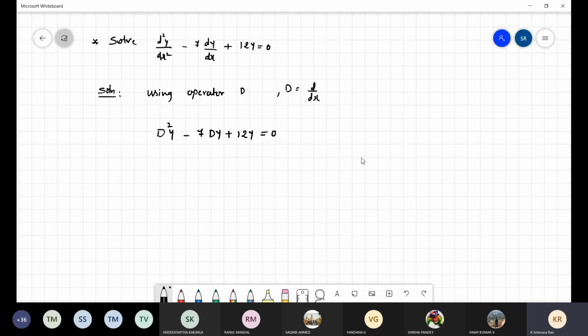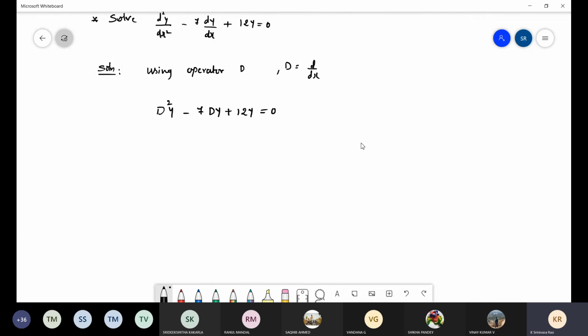Just parallelly you also solve a little bit fast. If we solve the problems fast, I can solve more problems in the class. So take y common, you will get d square minus 7d plus 12, into y. That y you write on the right side, because it is common, equal to 0.